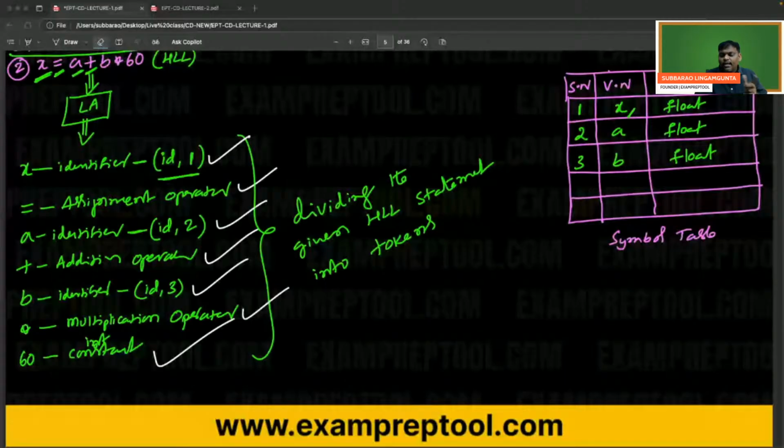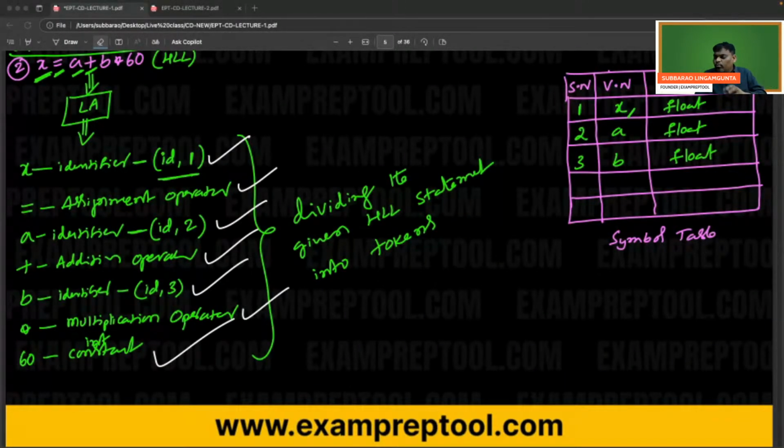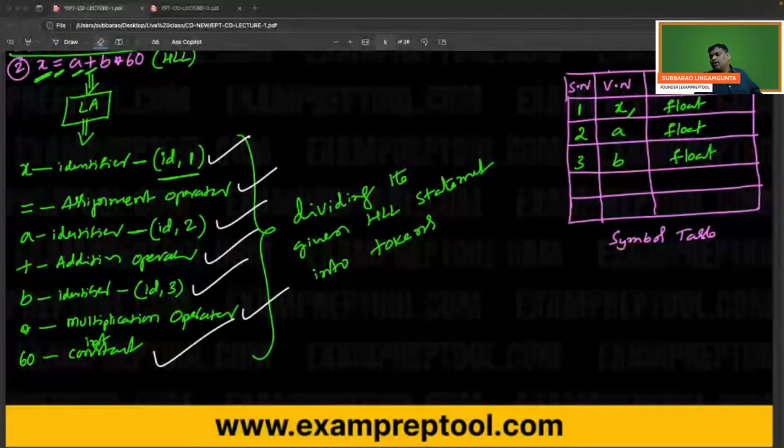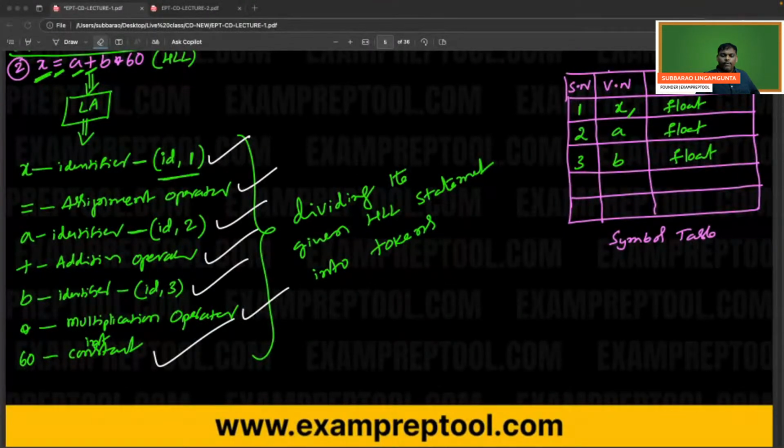The lexical analyzer is the first person of the compiler. He can do maximum introduction only. He will ask everyone, "Hello X, can you introduce yourself?" If it is an identifier, he says, "Oh, are you an identifier? Let me go and check in the symbol table." He will go and check.